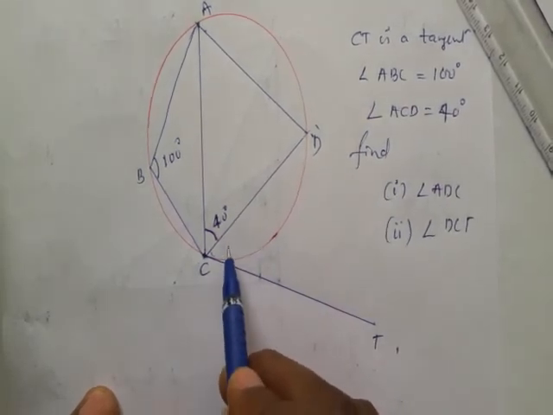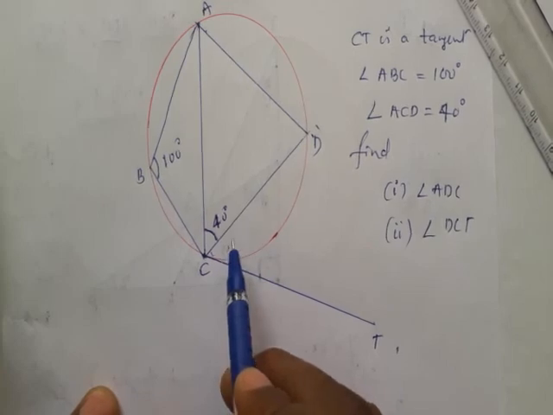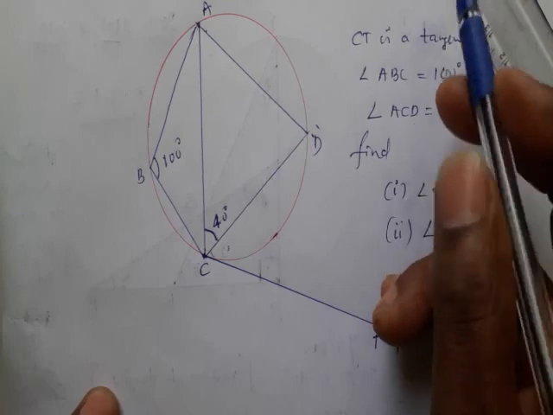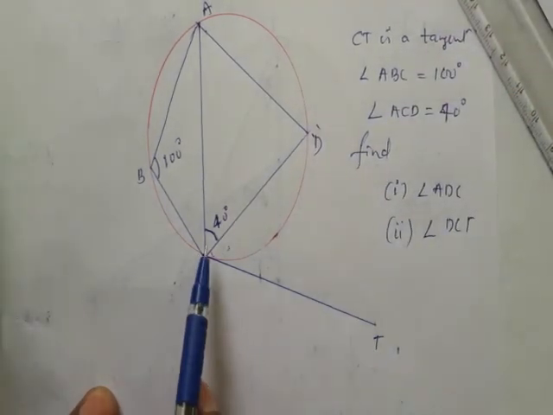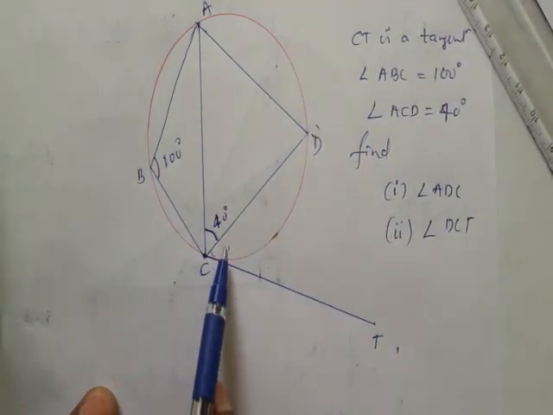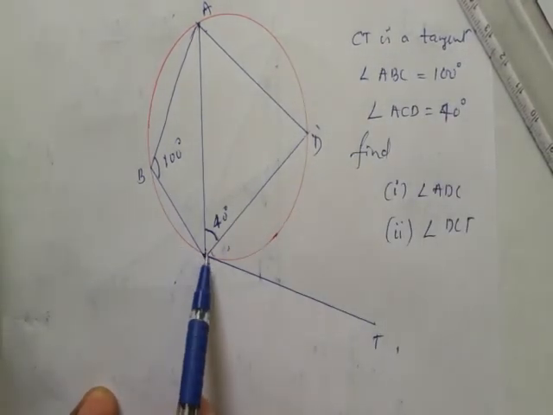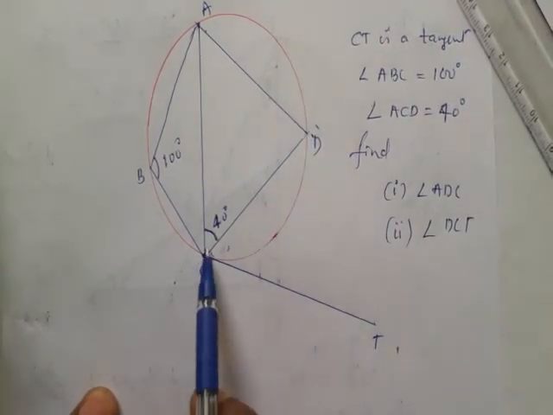Try to find it. This is not an exterior angle. Don't confuse. Exterior angle is what? When any side of a cyclic quadrilateral is extended, we get an exterior angle. But this angle is not an exterior angle. This angle is connected with the tangent. As they said, CT is a tangent.